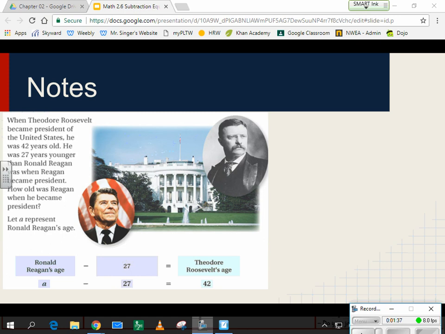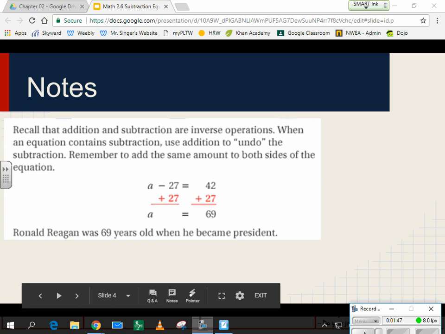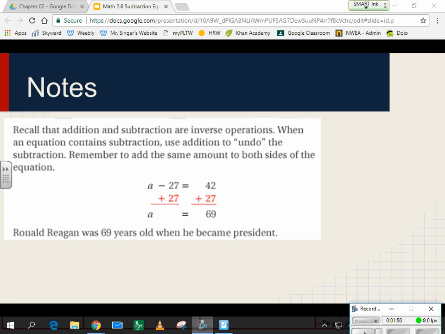You should remember from what we learned yesterday, we're going to have to use an inverse operation to solve this and then be able to get our answer. So recall that with addition, we had to do subtraction. Well, with subtraction, we're going to do addition. So to get A alone, we add 27 to both sides. And the reason we add is because it's the opposite of subtracting. And doing it to both sides is because it can't just disappear. We just have to get it to the other side. So when we add 42 and 27, we find out that Ronald Reagan was 69 years old when he became president.